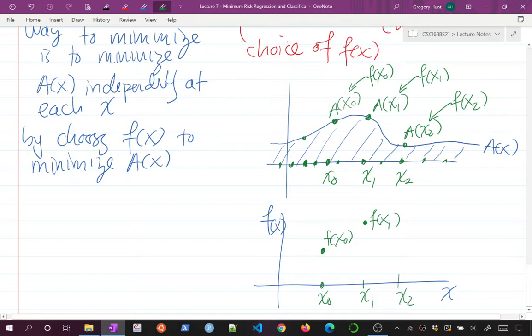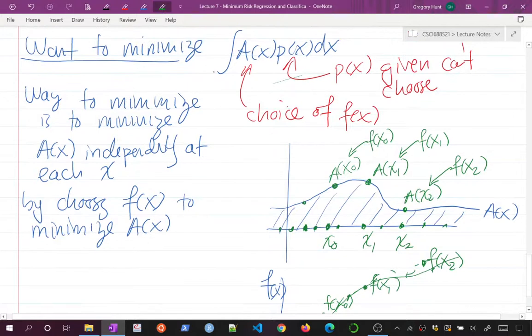At x2, I want to minimize a of x2, and if I choose f of x2 there, and I'm allowed to choose that independently of f of x0 and f of x1, that minimizes it. And I do that for every single point here. Eventually, I'll build up some function, and maybe the function looks like that. But building up the function is just choosing, at each point on this axis, the corresponding point here.